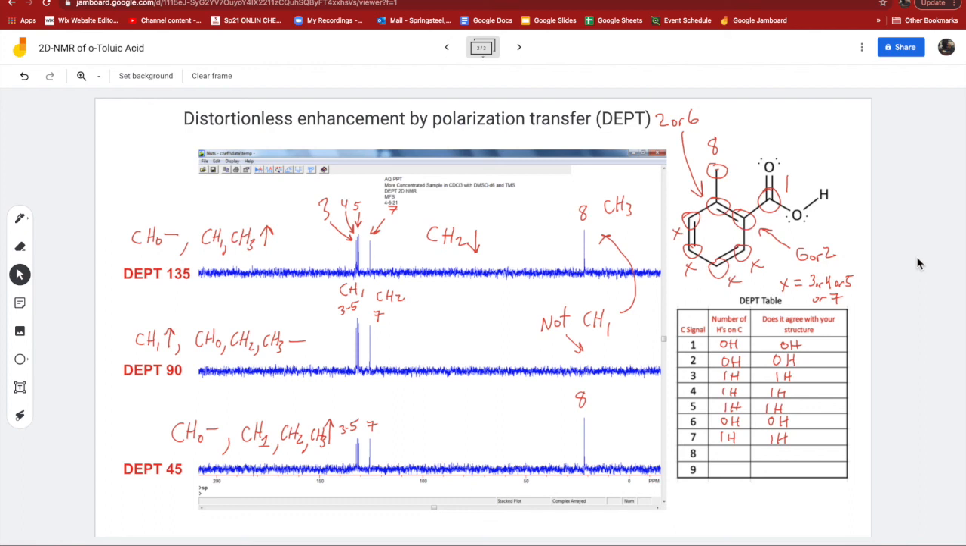Finally, signal 8 looks to be a CH3 because it shows up here but not there. So we're thinking 3 hydrogens, and on our structure we're saying it's the 3 hydrogen methyl, so it agrees perfectly. So it's a perfect match. Looks good. So in the future, I'll have you do that kind of labeling on your own, but I thought this time I'd go through it. Hopefully it makes more sense.